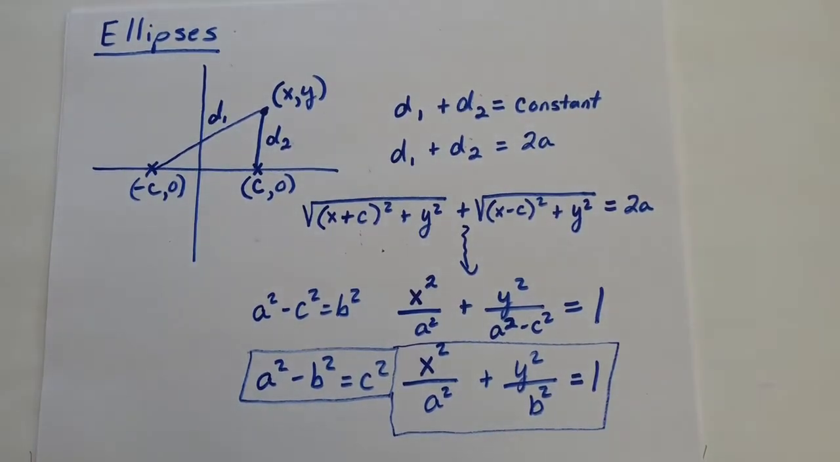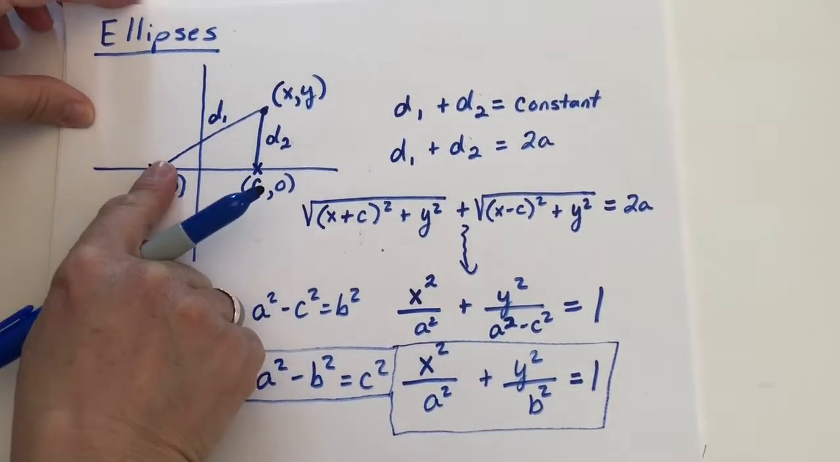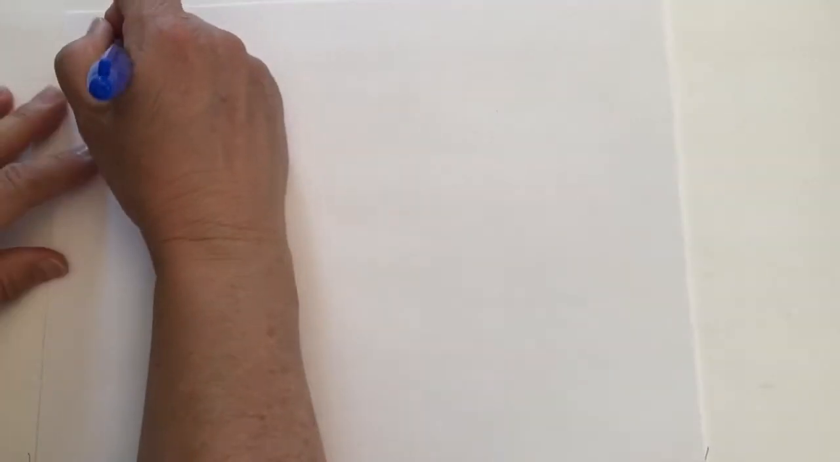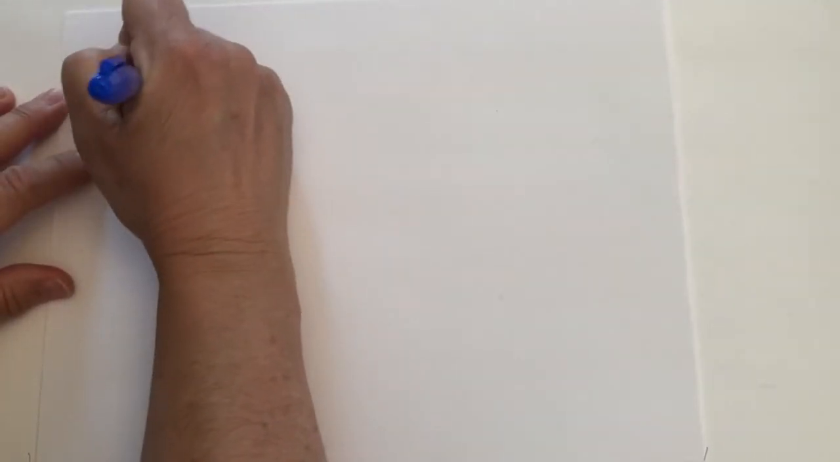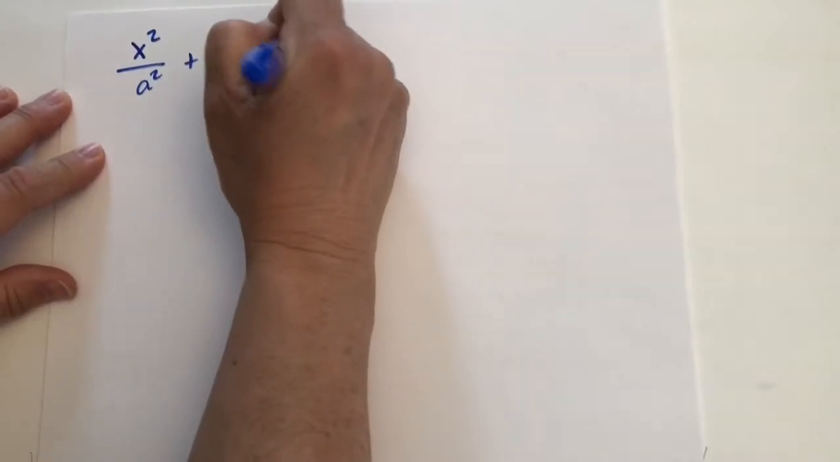Now let me draw that ellipse for you. This particular one, because I didn't draw it here. So here's the equation we're talking about. Let me rewrite it. It's x squared over a squared plus y squared over b squared equals 1.